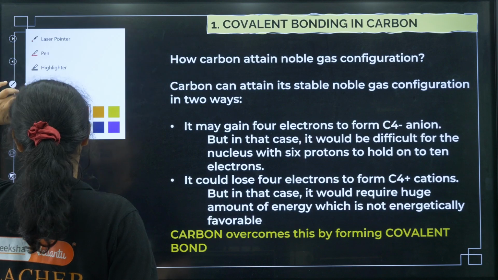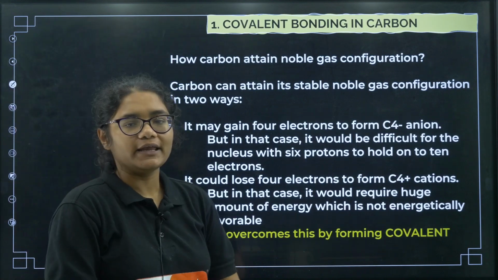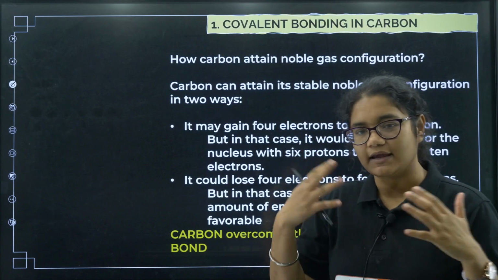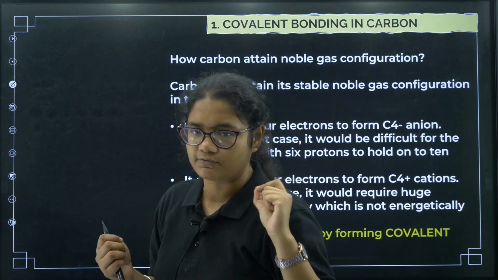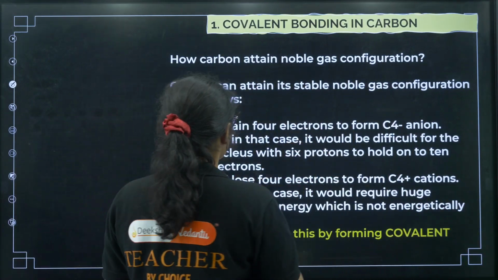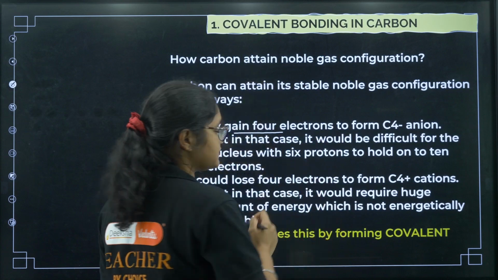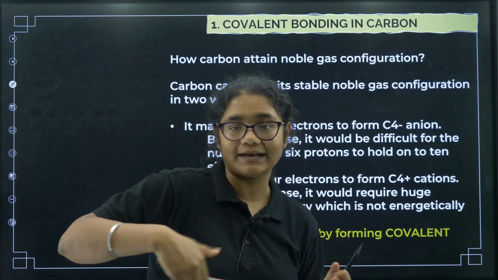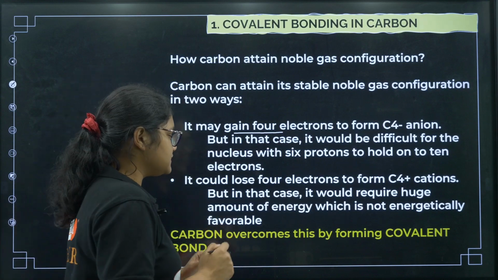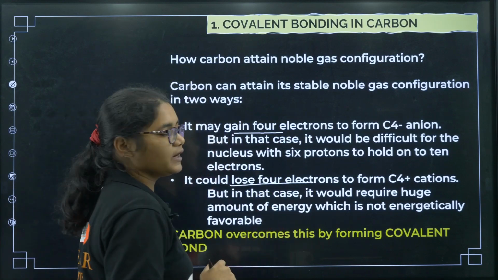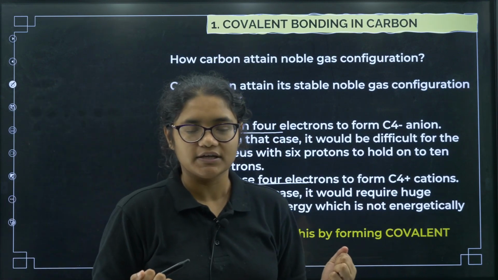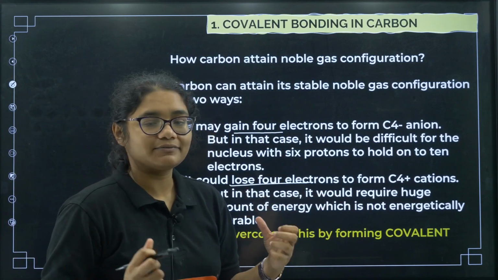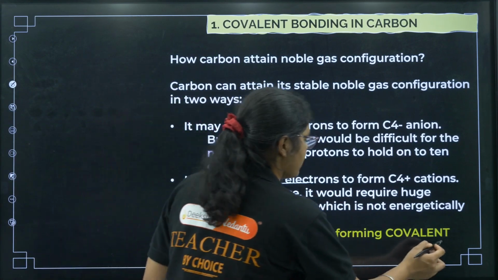First, coming to covalent bonding in carbon. We know that carbon has 4 valence electrons. It can neither gain 4 electrons nor lose 4 electrons. Why can it not gain 4 electrons? Because it is difficult for 6 protons to hold 10 electrons. And carbon also cannot lose 4 electrons because it requires more energy. So to solve this problem, what does carbon do? Carbon tries to satisfy its octet by forming covalent bonds.